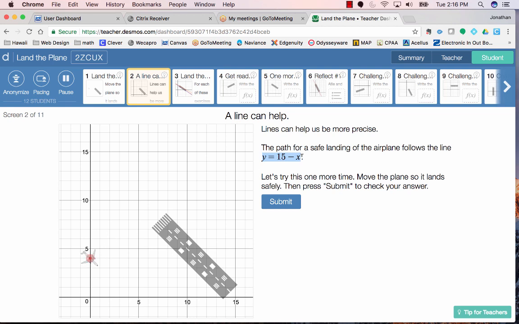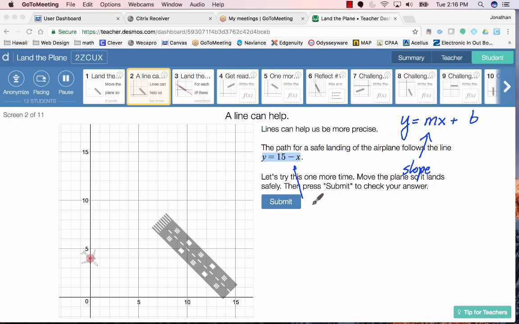15 minus x, if you think about slope-intercept form, let me get my pen out. If you have anything in y equals mx plus b form, which is a hallmark of linear equations, m is your slope. It's your constant rate of change, right? So it's the number in front of x. In this case, my slope is -1. b is your y-intercept. It's telling you a starting point, a fixed point to work around. So in this problem, my y-intercept is 15.